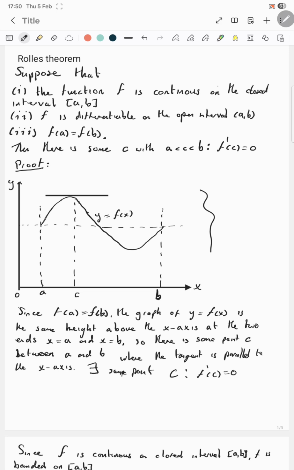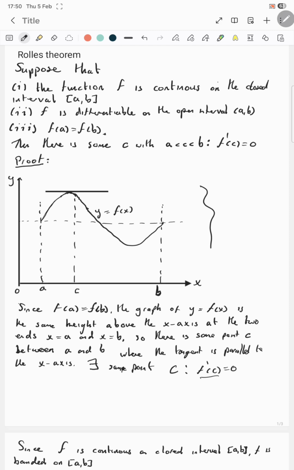And this should be actually touching the graph as a tangent, a derivative, which should be parallel to the x-axis beneath. Now, since f(a) equals f(b), the graph y equals f(x) is the same height above the x-axis at the two ends, x equals a and x equals b. So there is some point c between a and b where the tangent is parallel to the x-axis. So there exists some point c such that the derivative at c equals 0.